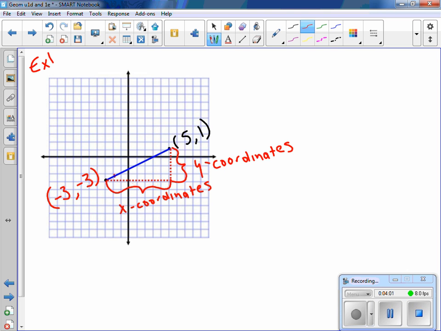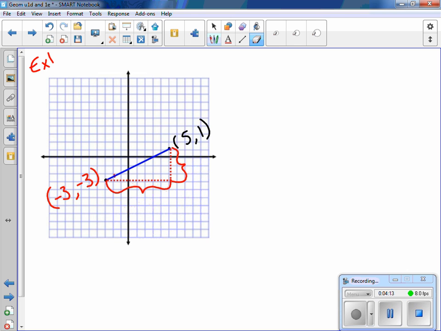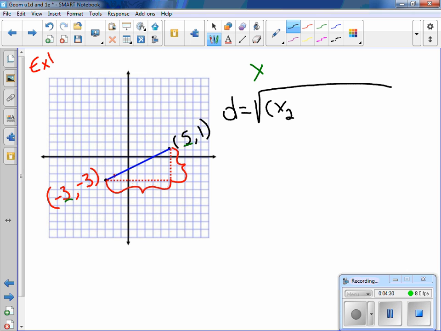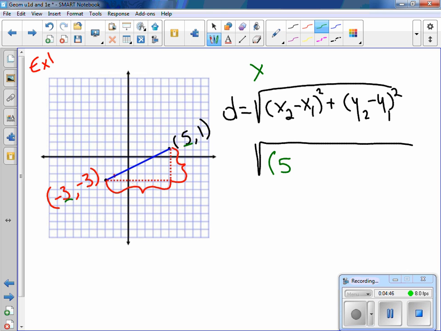So let's just go ahead and pull them out, our X coordinates, just to make this a little neater. Our X coordinates are 5 and -3. So our distance formula, square root of X2 minus X1 squared plus Y2 minus Y1 squared. Our X coordinates are 5 and 1. Our Y coordinates are 1 and -3. So we're going to add our Y coordinates, 1 and -3.